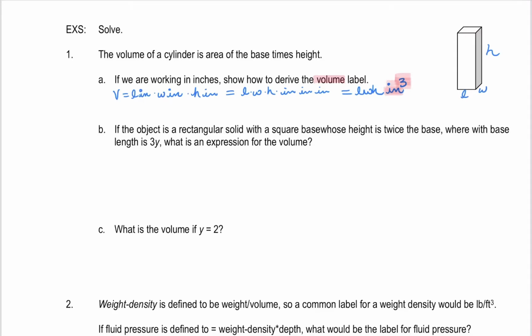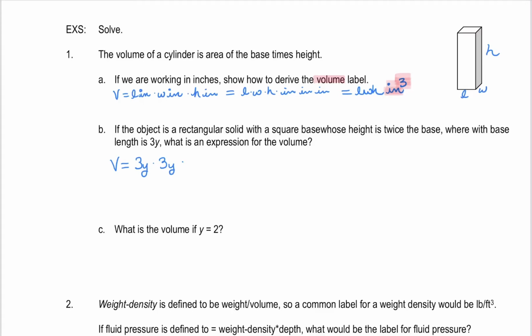All right, so then for this particular example, we're just going to evaluate something. It says if the object is this rectangular solid now with a square base, whose height is twice the base and the base length is 3y, what is the expression for the volume? So let's go ahead and just sub this in. So our volume, it says, has a square base and the base length is 3y. So we're going to have 3y times 3y. So that's our base length width, if you will, but it's a square, so side times side.